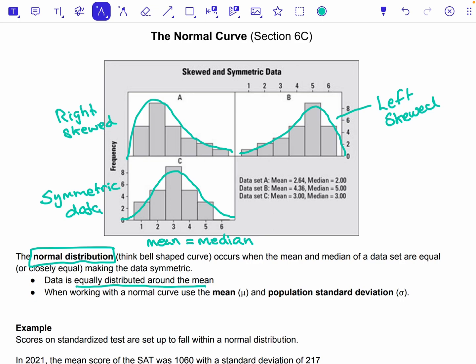And when we're dealing with this, we're going to be using two measures to build our normal distributions off of. We're going to be using the mean and the population standard deviation. And the reason we use the population standard deviation in this case is because when we use normal distributions, we're generalizing our sample set to the larger whole group within the bigger population. The first thing that we have to be able to do is take our mean and population standard deviation and turn it into this normal curve.